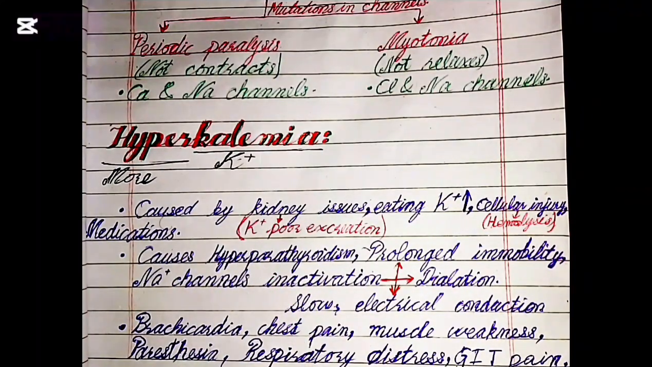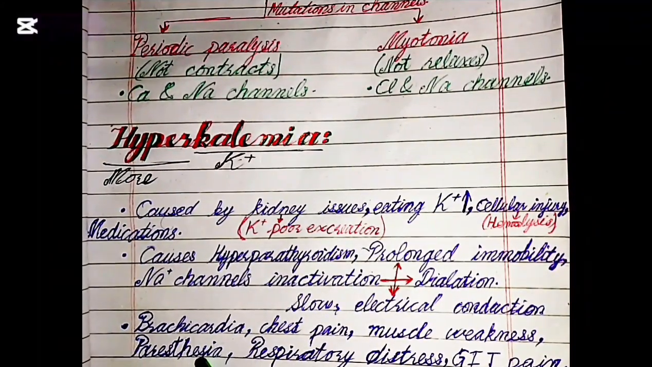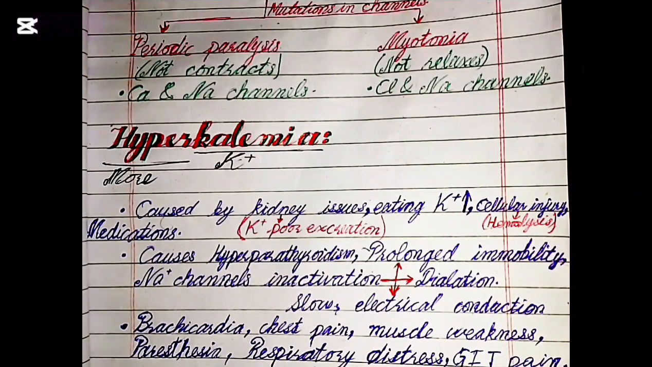And also it causes paresthesia. Paresthesia are abnormal sensations. It is numbness and pins-and-needles-like sensations on the skin, and it mainly occurs in the lips, on the palm of the hand, and the lower side of the foot.